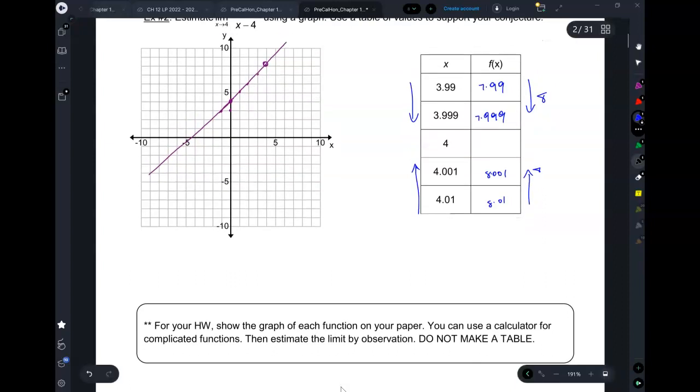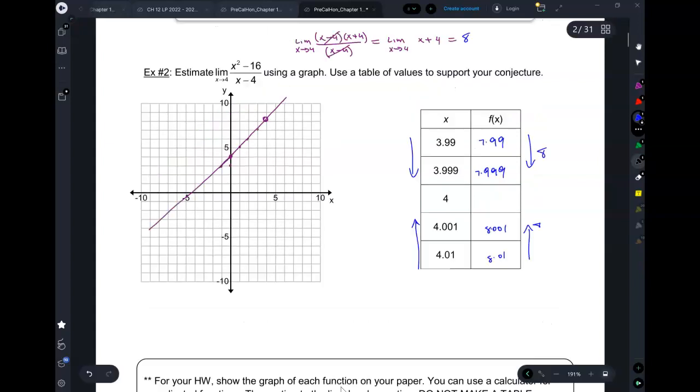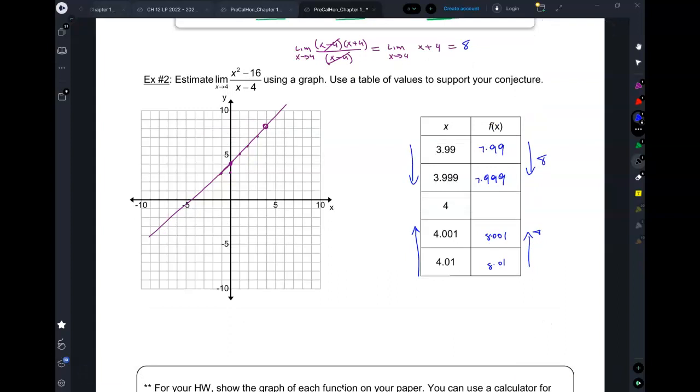How do you find the f of x value? The actual value? You would plug it in, but it's unnecessary. You don't have to do it to find a limit. It's irrelevant for a limit.